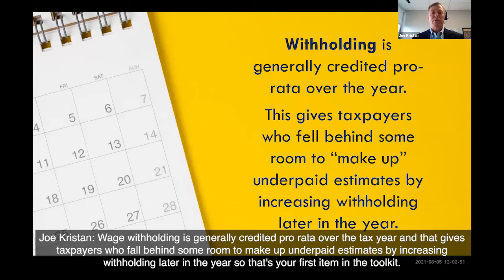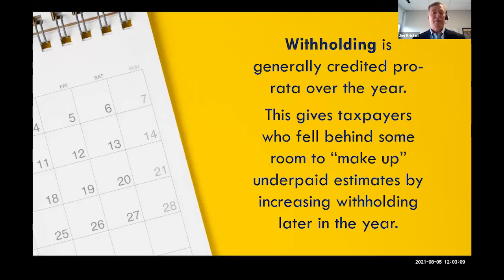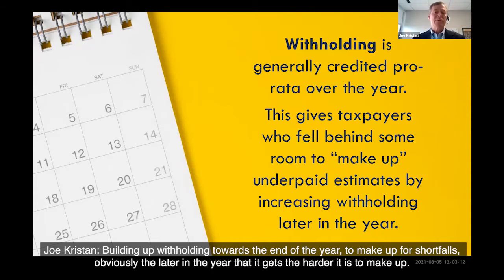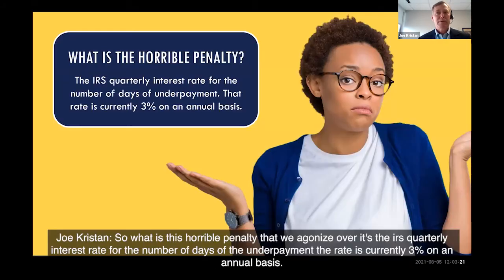Wage withholding is generally credited pro rata over the tax year, and that gives taxpayers who fall behind some room to make up underpaid estimates by increasing withholding later in the year. So that's your first item of the toolkit, building up withholding towards the end of the year to make up for shortfalls. Obviously, the later in the year that it gets, the harder it is to make up. So what is this horrible penalty that we agonize over? It's the IRS quarterly interest rate for the number of days of the underpayment. The rate is currently 3% on an annual basis.